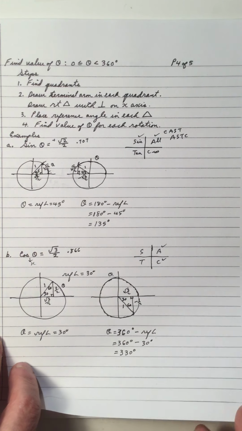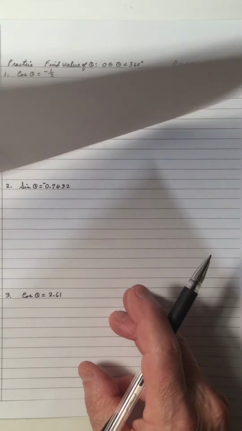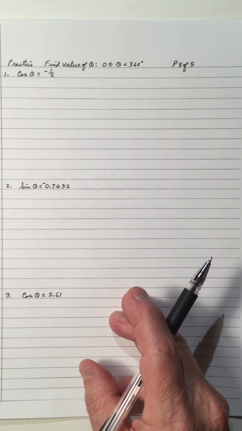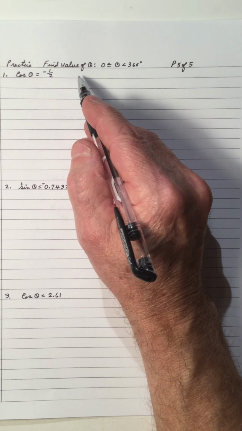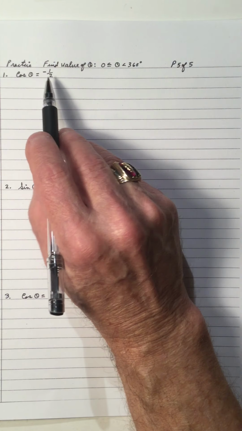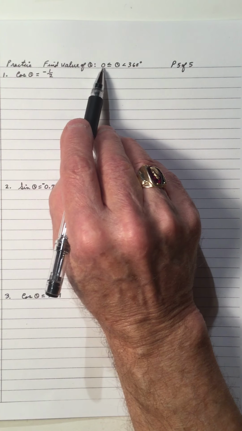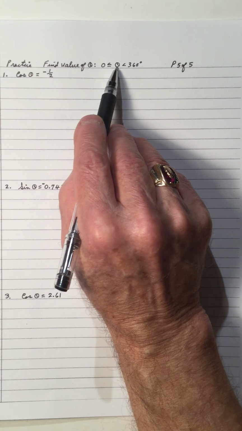Okay. Now we have some more to do. These are for you if you wish to pause. And here we go. Pause the video. Find the value of theta, 0 less than or equal to theta less than 360.